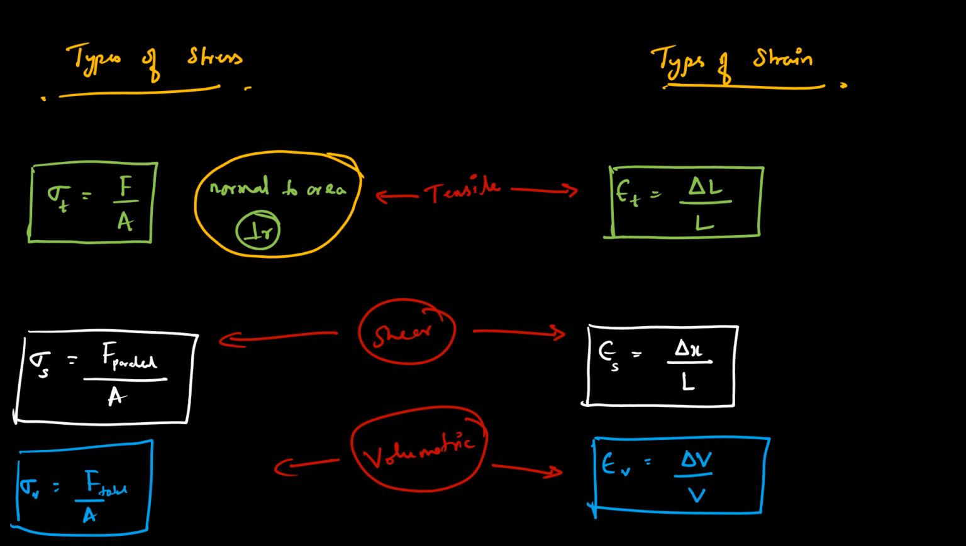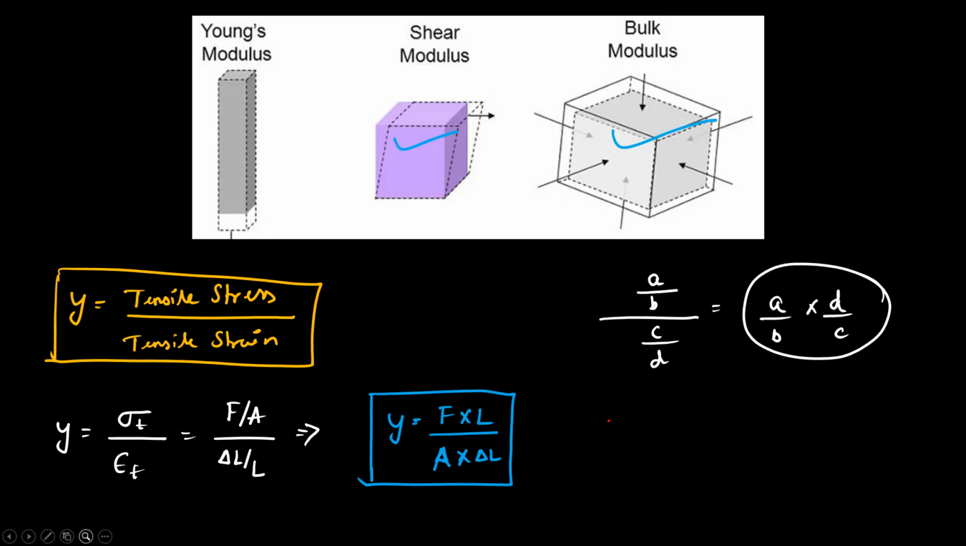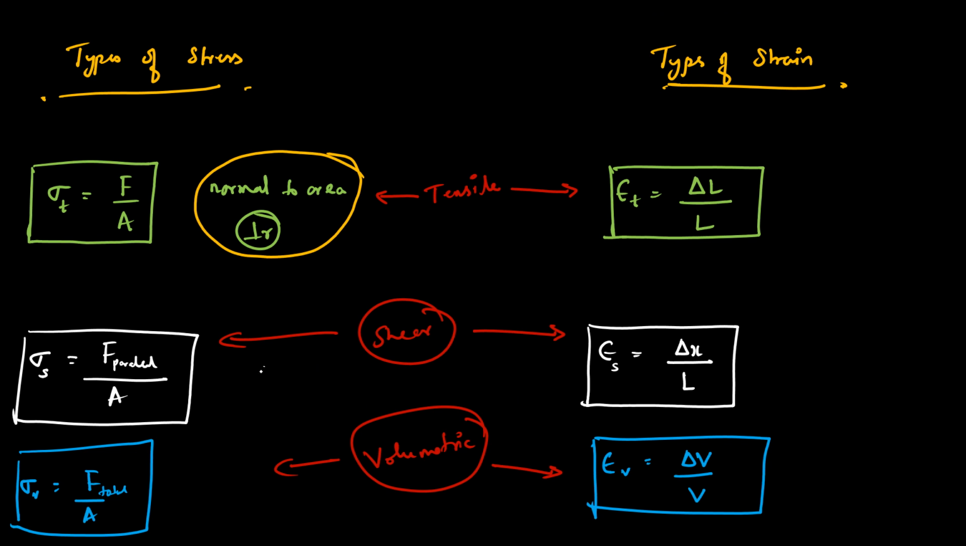The same thing is there, right? Similarly, you can write down for shear and bulk as well. You just have to divide these two. These two you divide, these two you divide, you should be getting your answer.